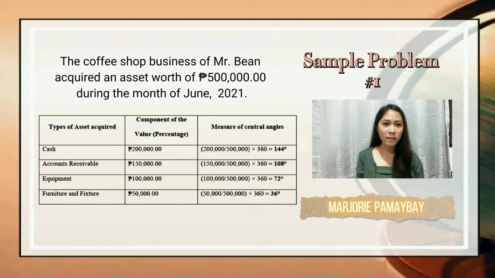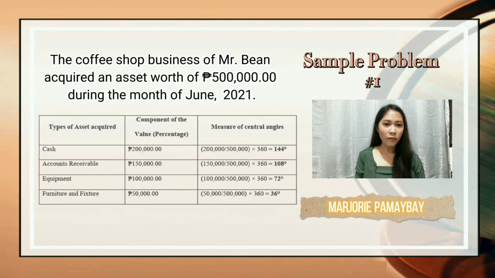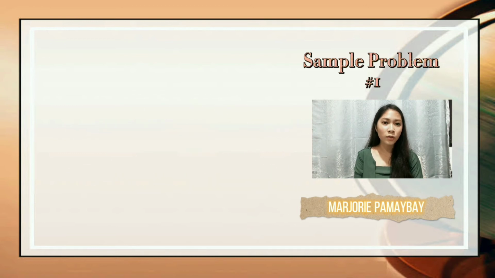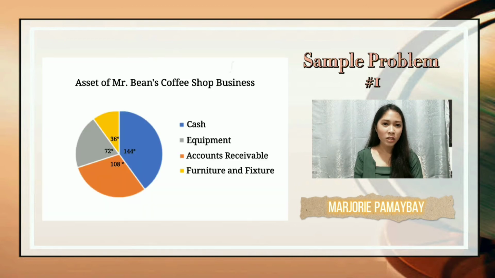The same process will be made to the following categories of assets. Now, at this point, because the angles of the categories have been identified, we can now construct a circle graph. Now, here is our illustration of the circle graph for this problem. As we can notice, the size of the slices is proportional to the value of the slices they represent.